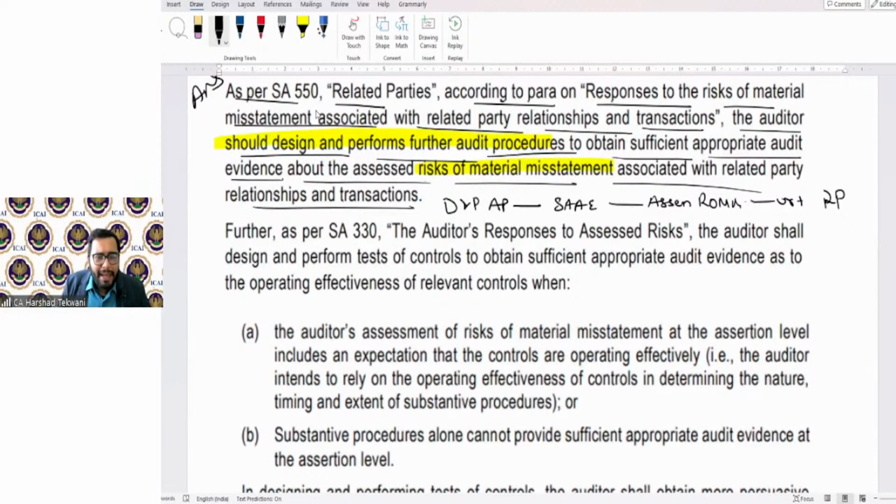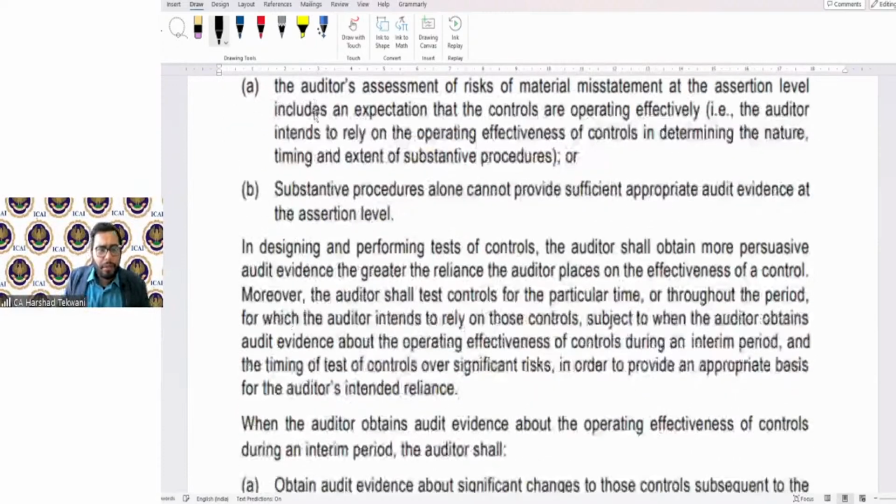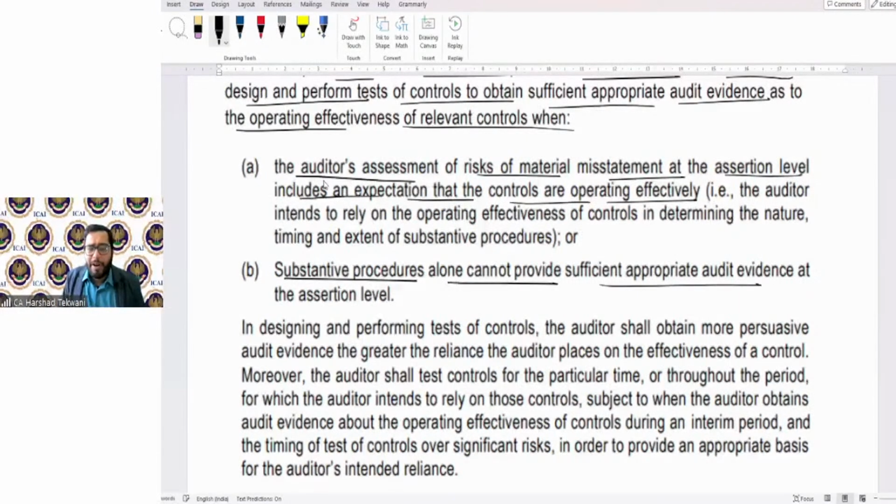Simple. Then SA 330, the auditor's response to the assessed risk, talks about that the auditor shall design and perform tests of control to obtain sufficient and appropriate audit evidence as to the operating effectiveness of the relevant control when the auditor's assessment of the risk of material misstatement at the assertion level includes an expectation that the controls are operating effectively, or the substantive procedures alone cannot provide sufficient and appropriate audit evidence at the assertion level.